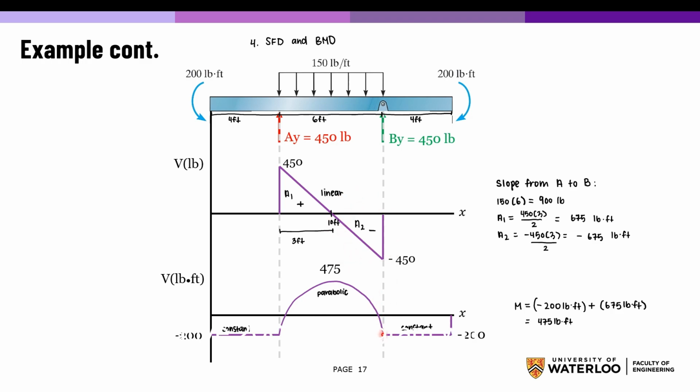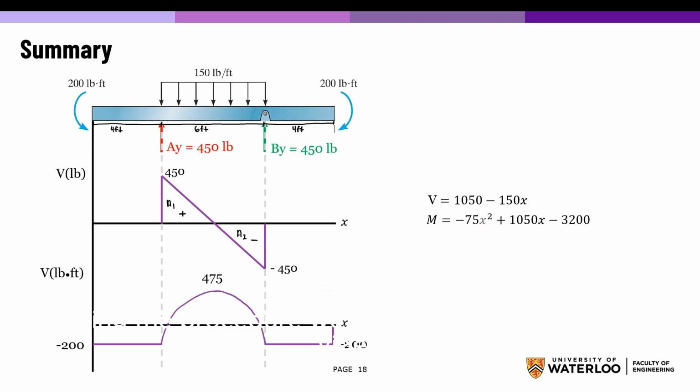From negative 200, the diagram will go back to zero from the externally applied 200 clockwise moment, which produces a positive internal moment. Using the procedure we learned in the previous video, we were able to find the shear force and moment as functions of x, as well as construct the shear force and bending moment diagram.